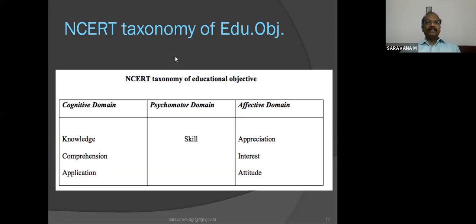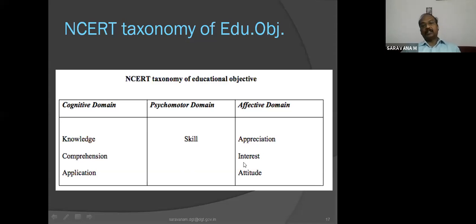And NCERT, I told you, is the National Council for Educational Research and Training, like our NCVT. NCERT is for the school system, the education system. This taxonomy of educational objectives has been applied in the school system, this NCERT system. As you see, cognitive domain, psychomotor domain, affective domain, three domains are there. And knowledge, comprehension, application are used in the cognitive domain. And skill has been used in the psychomotor domain. And in the affective domain, appreciation, interest, and attitude.